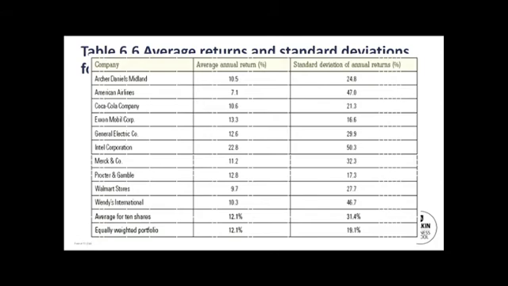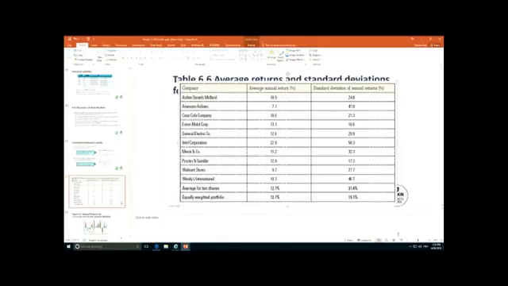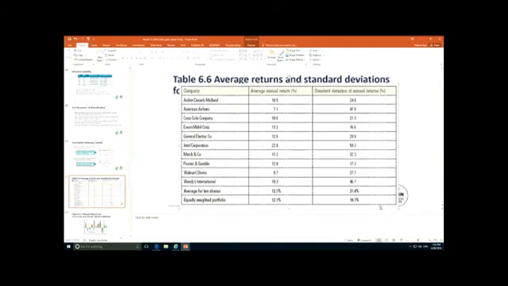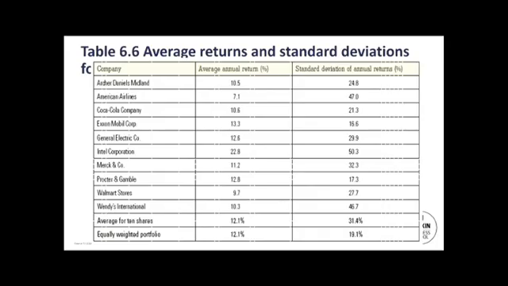return? American Airlines, right? But what about the risk of American Airlines? It's nearly at the top, isn't it? What happened? And those are the figures, because I enlarged the graph. Those are the figures from 1993 to 2010. What happened?